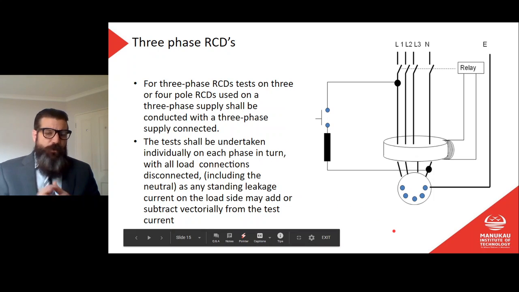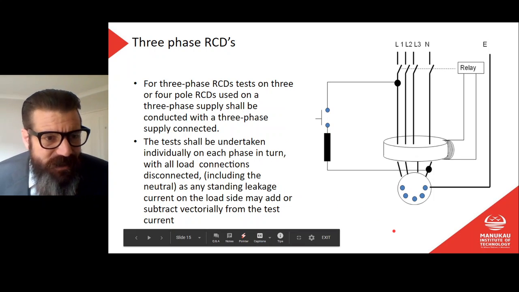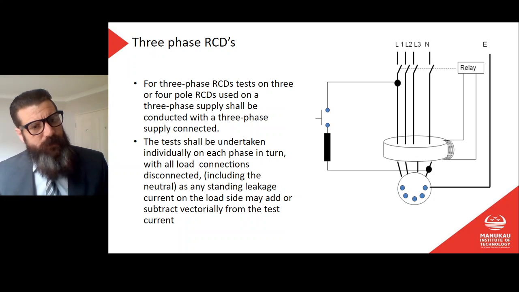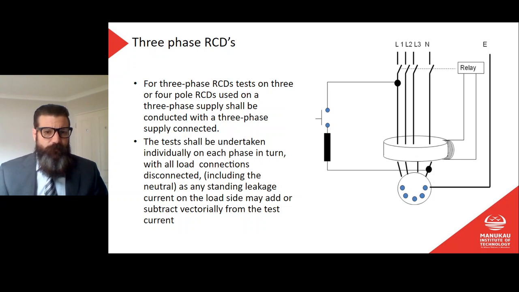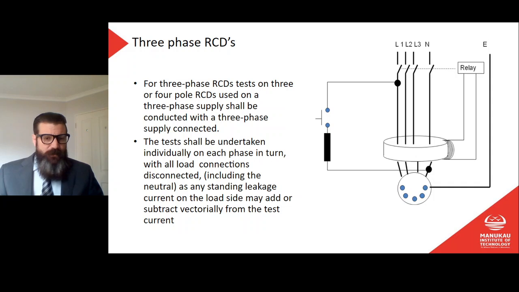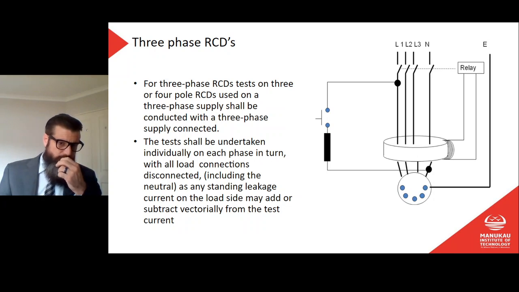3-phase RCD. For a 3-phase RCD, tests on 3 or 4 pole RCDs used on a 3-phase supply shall be conducted with a 3-phase supply connected. The test shall be undertaken individually on each phase in turn, with all load connections disconnected, including the neutral, as any standing leakage current on the load side may add or subtract vectorially from the test current.